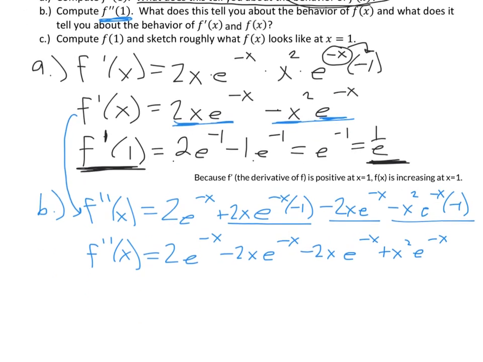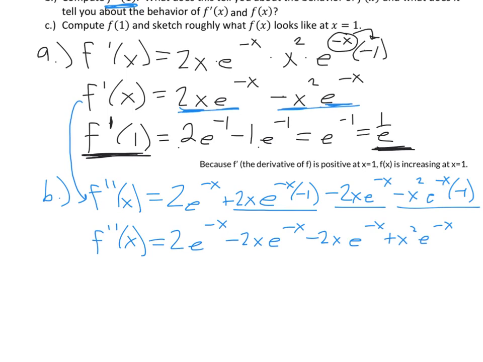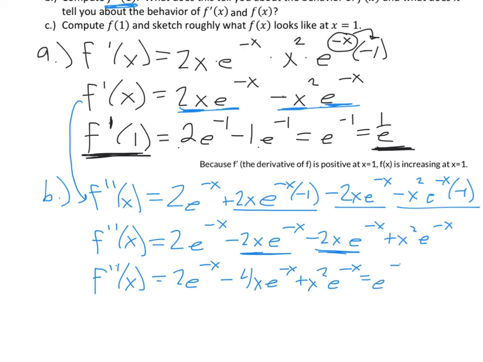Now, there's a couple of things that I'm noticing here. One of them is that these 2 things are both the same, right? So since those 2 things are both the same, I'm going to combine them. So I can make this 2e to the negative x minus 4x e to the negative x plus x squared e to the negative x. The other thing I noticed is these all have an e to the negative x in them. I could factor that out, and that way I would just have 2 minus 4x plus x squared. Ooh, okay. So there it is. This is my second derivative.